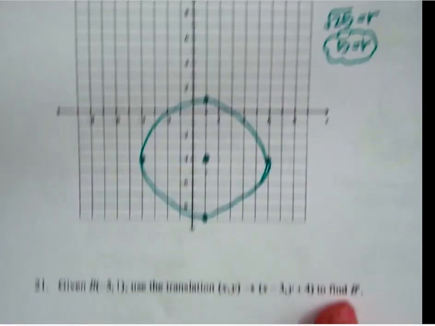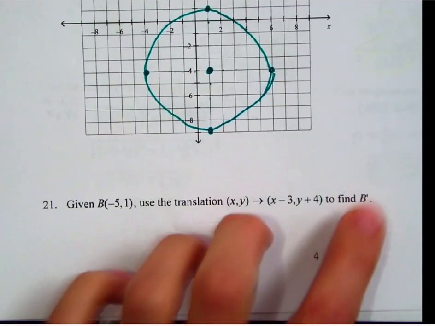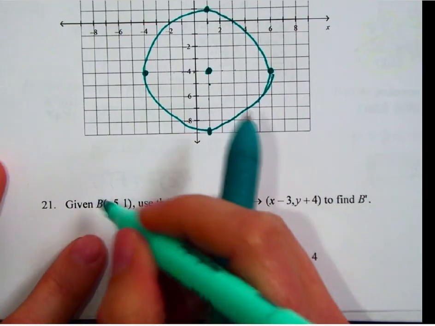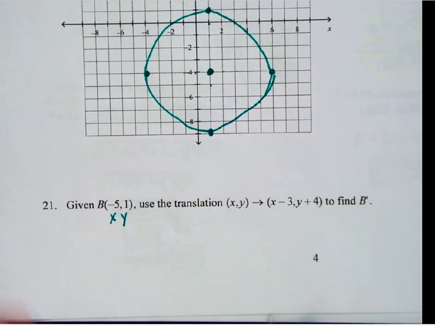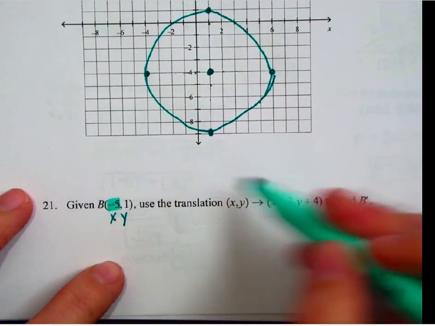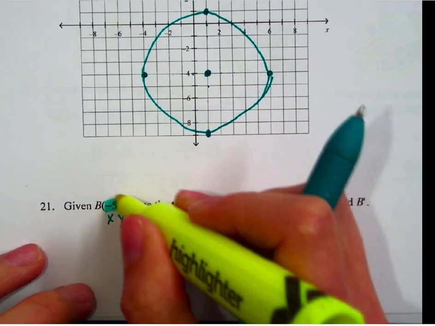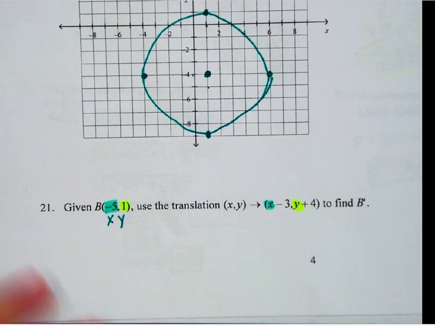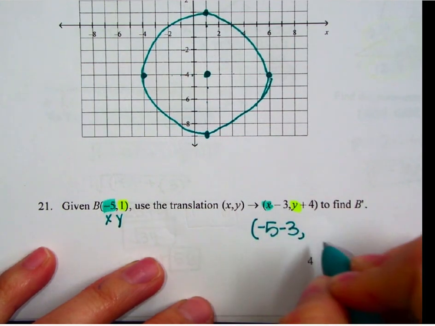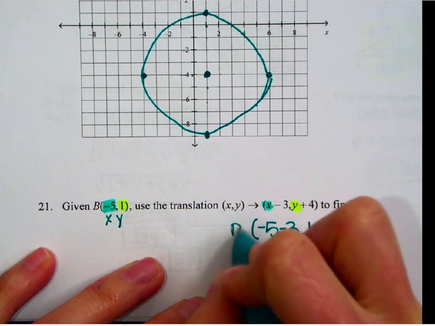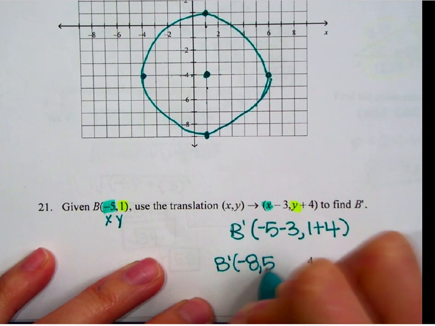And our last question, we are given a coordinate and we want to use this translation rule to find B prime. So basically what we're going to do is we're going to take point B, apply the rule, where this is our x and this is our y. So we're going to be plugging in -5 right here for x in the rule, and then we're going to plug in 1 right here into my rule. So we get -5 minus 3, comma, 1 plus 4. This will be for B prime. So B prime is -8, 5.